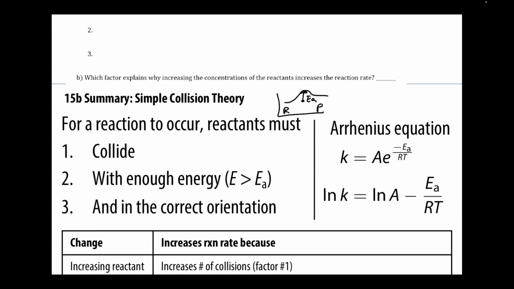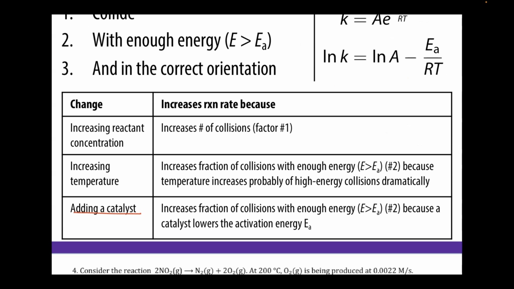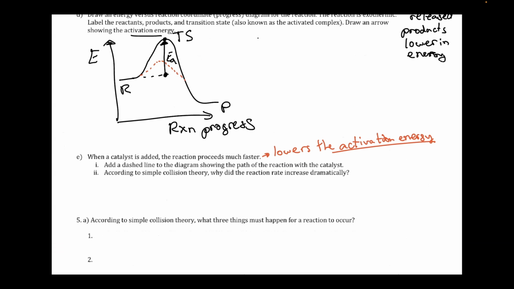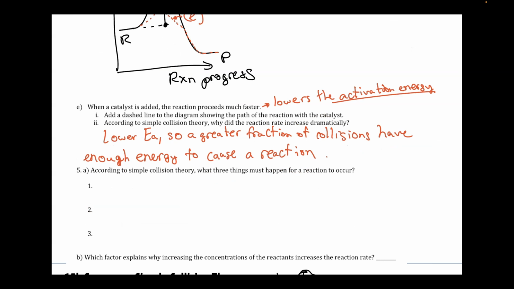So again, on our key summary slide here, adding a catalyst is going to increase the fraction of collisions with enough energy. So it's going to affect this energy criterion, because it lowers the activation energy. With a lower activation energy, the same collisions will now get over the barrier that wouldn't have before. So that's the idea. We can draw a new pathway. So this is basically my dashed line. The activation energy is lower, and that's going to increase my reaction rate. Okay, so there's my explanation.